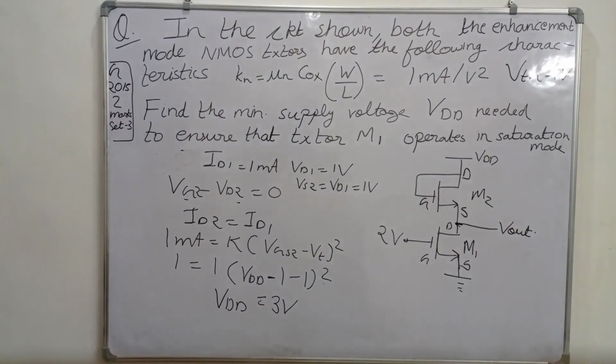So the correct option is that the minimum supply voltage VDD needed for the transistor M1 to operate in saturation is 3 volt.